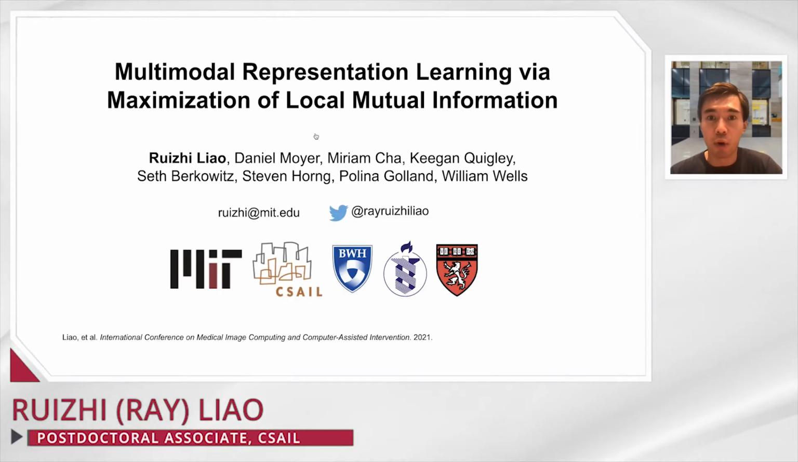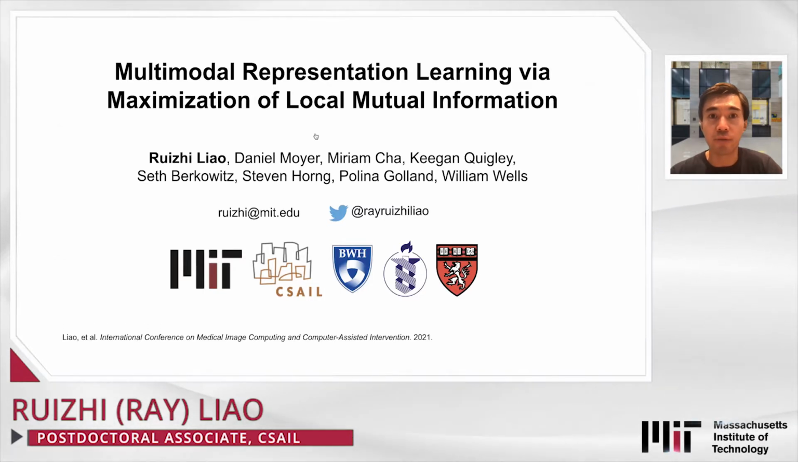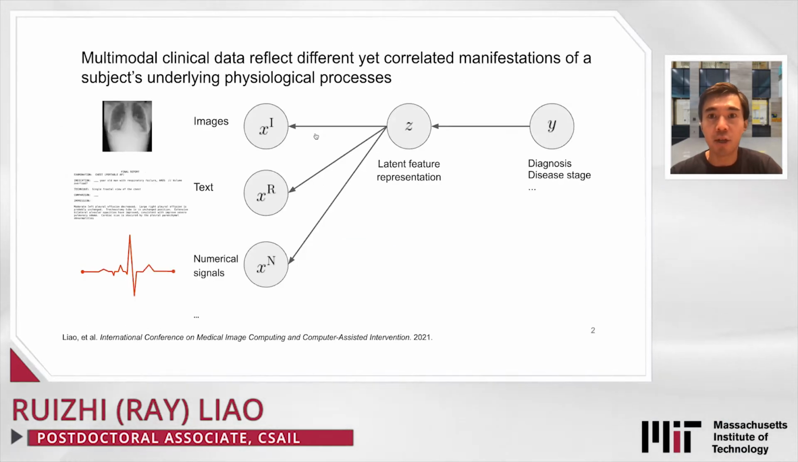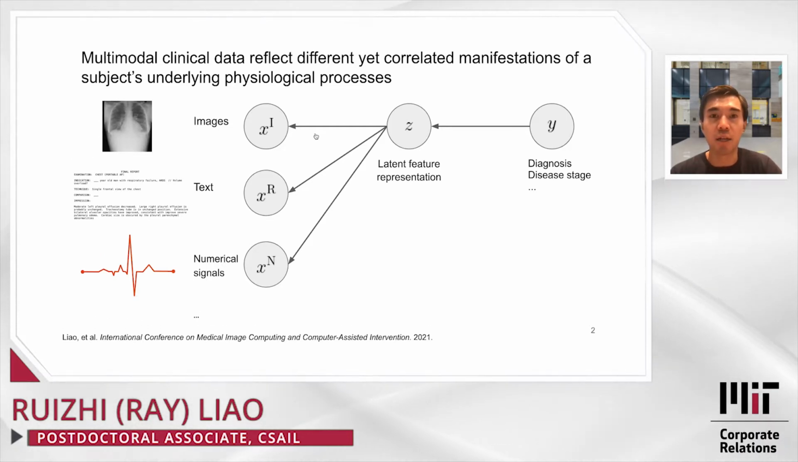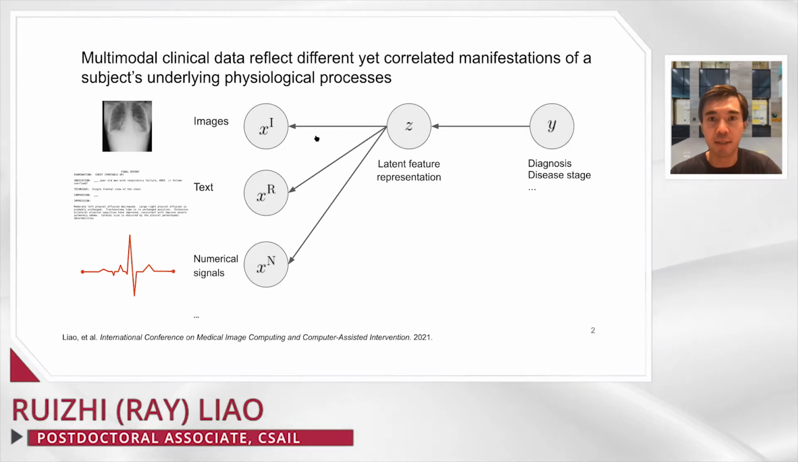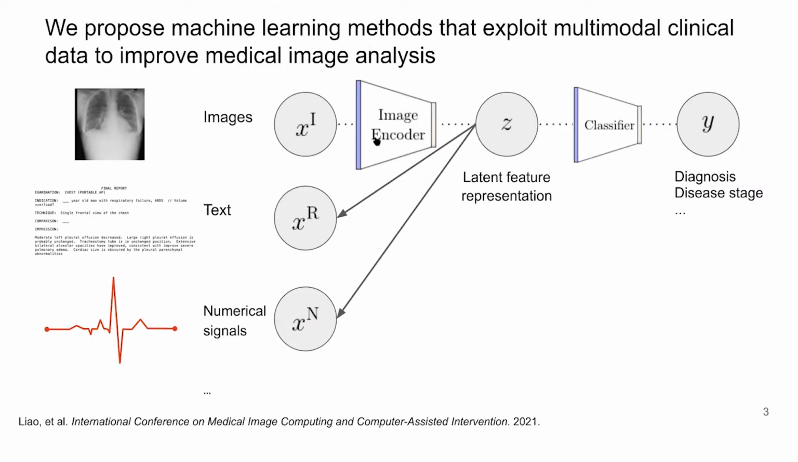Today, I'm presenting our work in multimodal representation learning via maximization of local mutual information. Clinical data is often multimodal. They reflect different yet correlated manifestations of a subject's underlying physiological processes. We aim to improve computer vision models that infer the underlying diagnosis or disease stage from medical images.